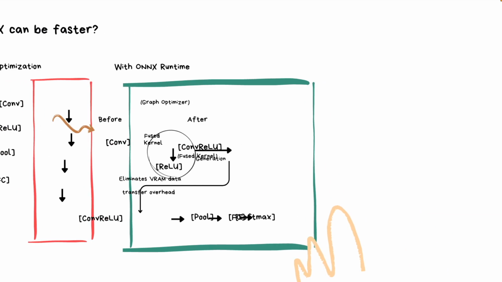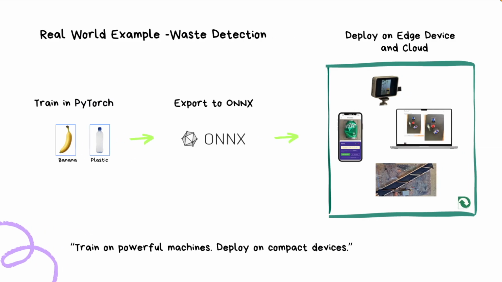Imagine a recycling facility using AI to sort waste. Engineers train the model on a powerful workstation using PyTorch. However, the final system runs on a compact industrial computer attached to a conveyor belt. By exporting the model to ONNX, the same model can be deployed efficiently without installing the full training environment.